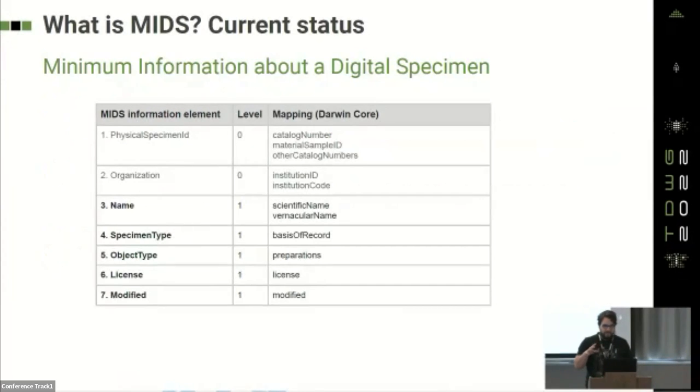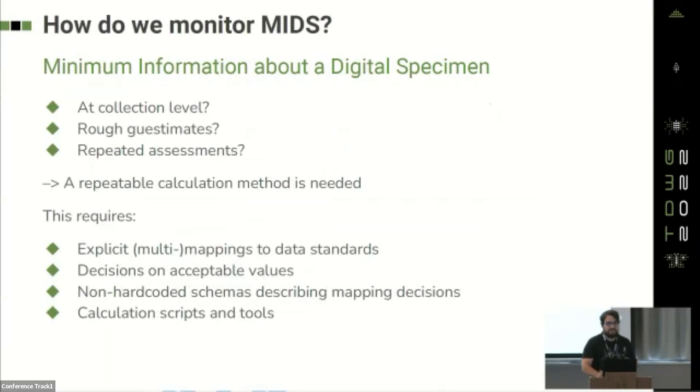So this illustrates where we have gotten now in terms of the MITS elements for 0 and 1. And it also includes for Darwin Core some provisional mappings of how these properties could be mapped in practice to a data standard as it is used, for instance, at GBIF. But this is not explicitly so. There can be some ambiguity in what is acceptable for these different mappings. So this leads to the question of how do we actually monitor these scores? How do we actually calculate them?